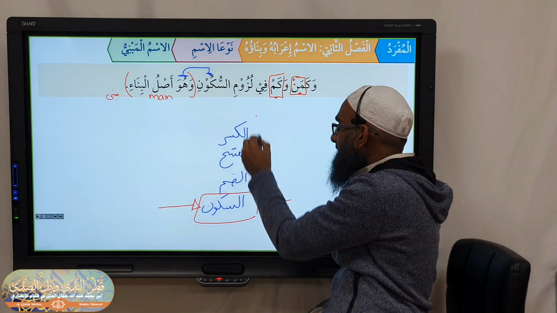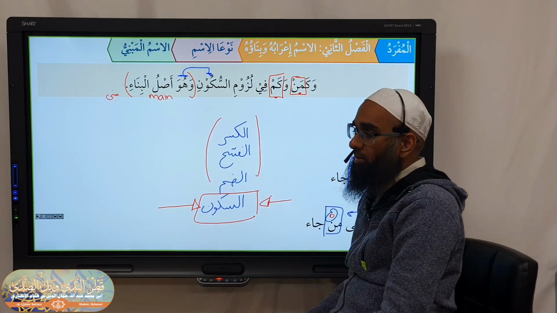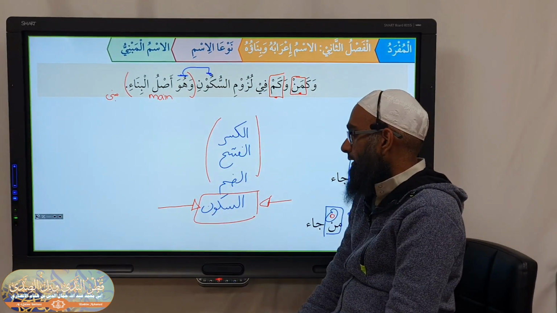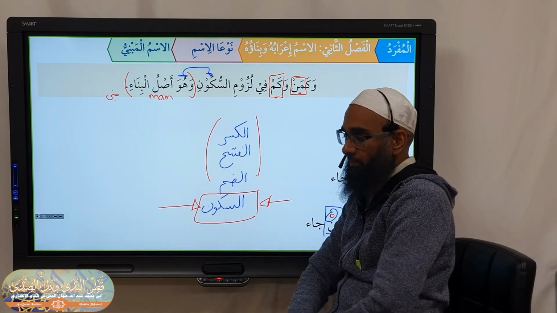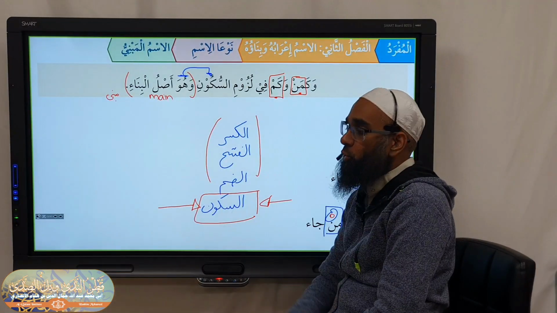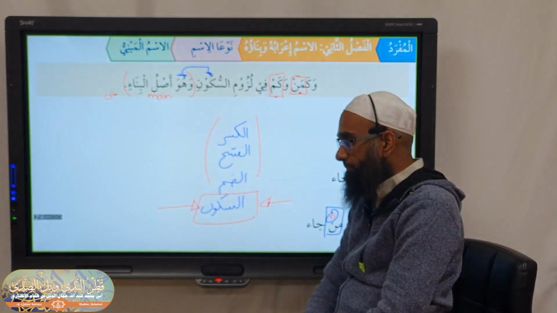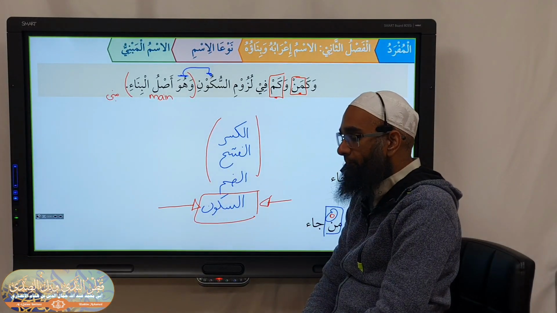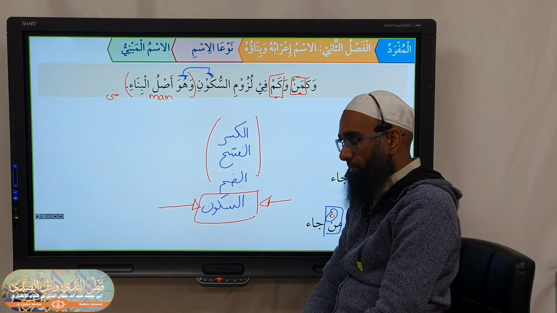And these are secondary mabni. So the captain of the mabni team is sukoon, and the players are this kasr, fath and dham. So who's the captain and the star? Sukoon. Yes? Do you understand? Does everybody understand?